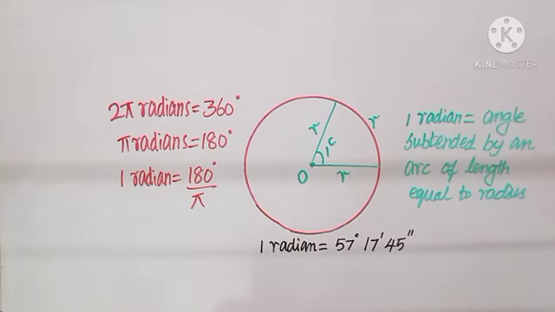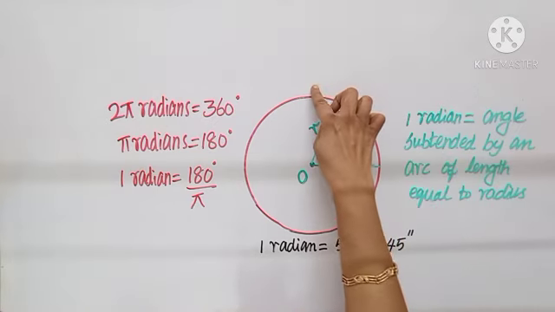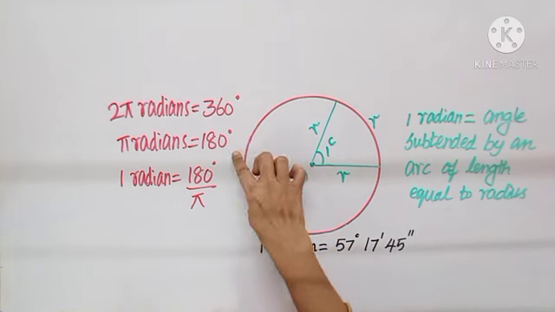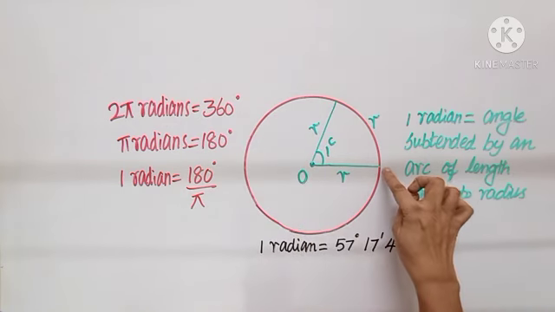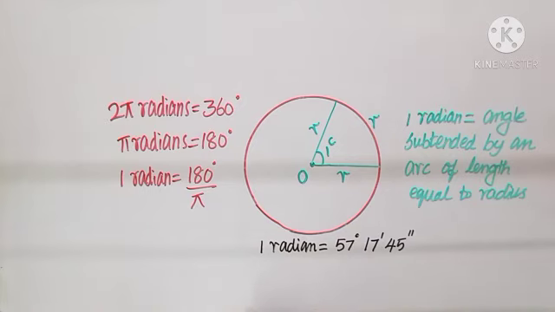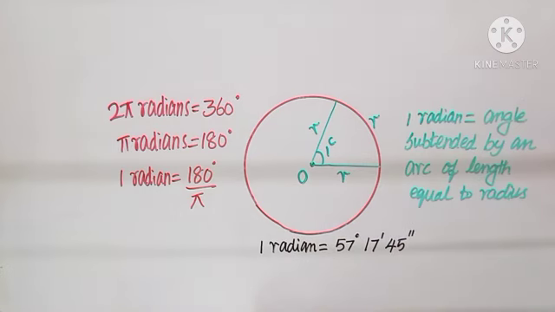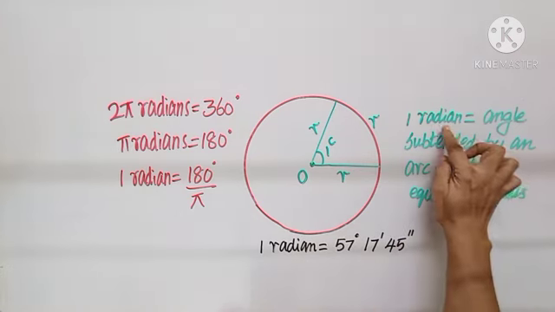Usually angles we mark in degrees: 0, 10, 20, 30, 90, 180, 270, back to 360. This year we are going to learn a new measurement for angle called radian. Not radius, it is radian.